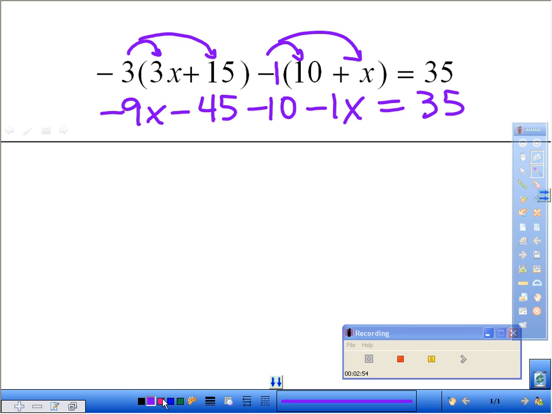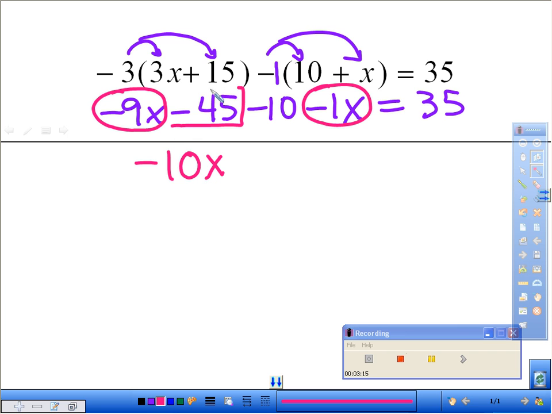The second step is to combine any like terms. I'm going to start with the variable terms, -9x and -1x. 9 negatives and 1 negative is 10 negatives, -10x. And then we've got -45 and -10, which gives us -55, and this equals 35. So step 1 was to distribute. Step 2, combine like terms. Step 3 is to now deal with the adding and subtracting.